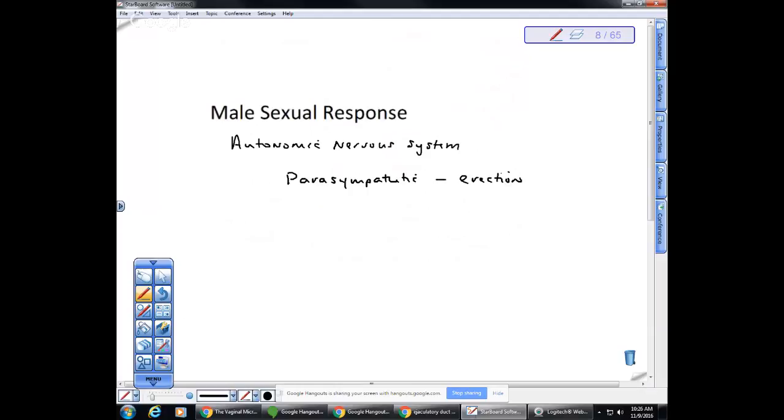And it's due to the release of nitric oxide gas. So this is NO. And what NO does is it causes vasodilation of the blood vessels that are leading to the erectile tissue.